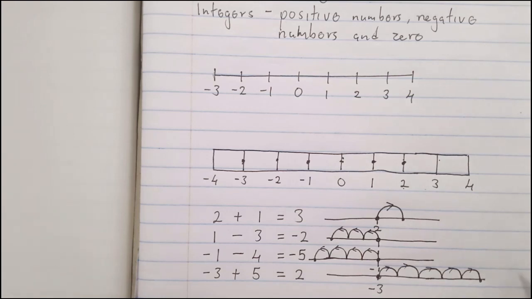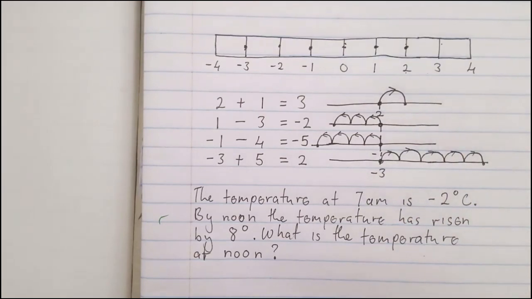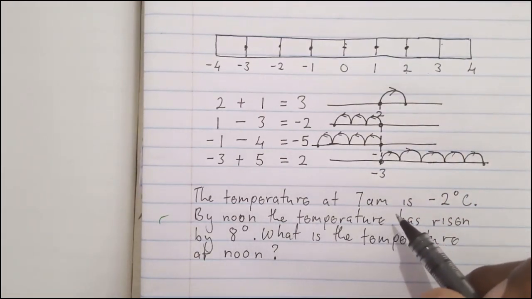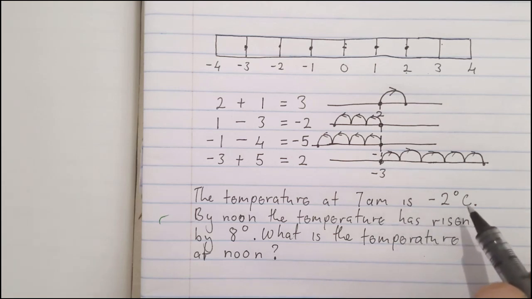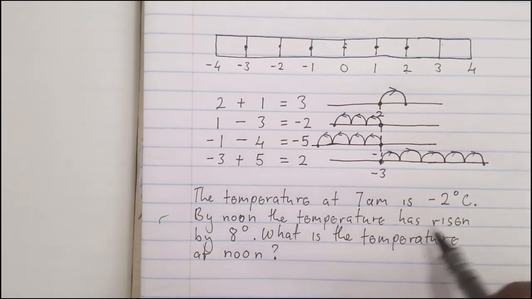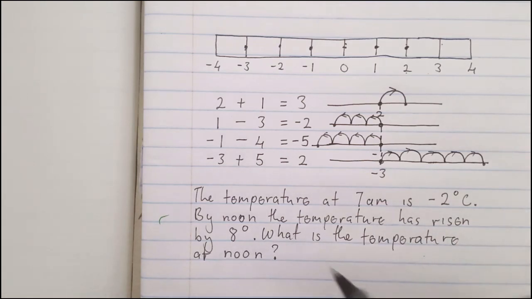Now, how do we then use this in real life application? Because these are just very few sums that will be given. Then the next kind of sums will be given as word problems. And here we have an example. The temperature at 7 a.m. is -2 degrees. Of course, in the morning it's very cold. By noon, the temperature has risen by 8 degrees. What is the temperature at noon?